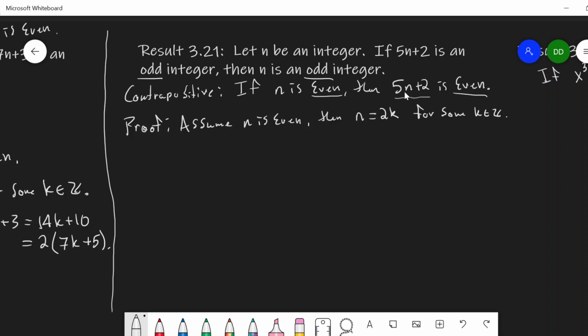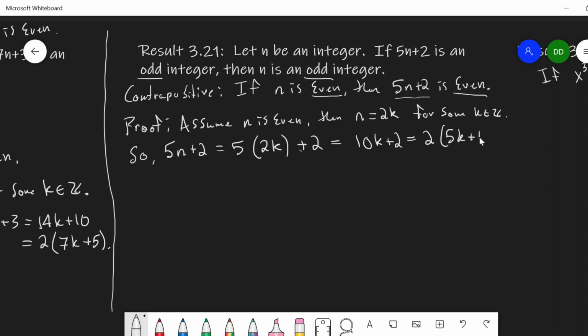Then I'm going to substitute that into 5n plus 2. So 5n plus 2 is equal to 5 times n, which is 2k now, plus 2. So that's 10k plus 2. Again, we can factor out a 2. Remember, I want to show that 5n plus 2 is even. This is 2 times (5k plus 1). Hence, 5n plus 2 is even, since we've written it as twice another integer. Did it. Done.